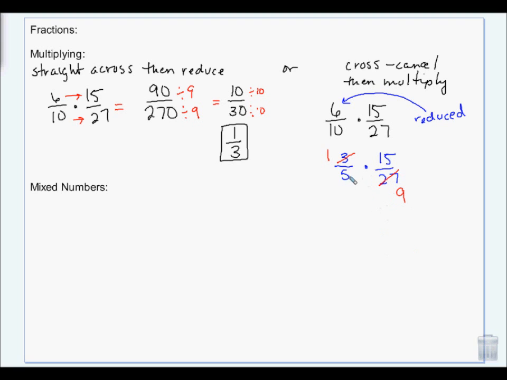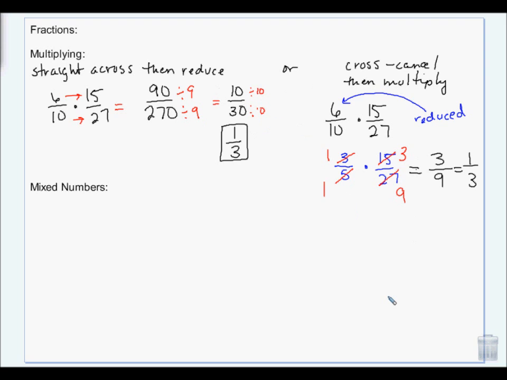And then 5 and 15 both divide by 5. Oh, see, I get to reduce again. That's wrong. 5 divided by 5 is not 5. It's 1. Okay, then multiply, and I get 3 over 9, which then will reduce to 1/3. So cross-canceling gave me smaller numbers to work with.